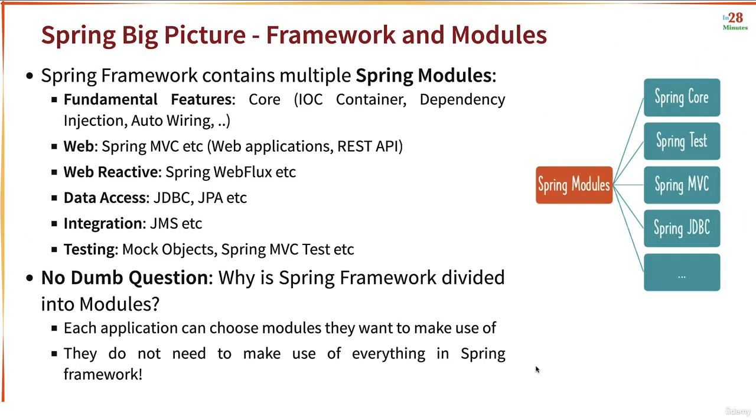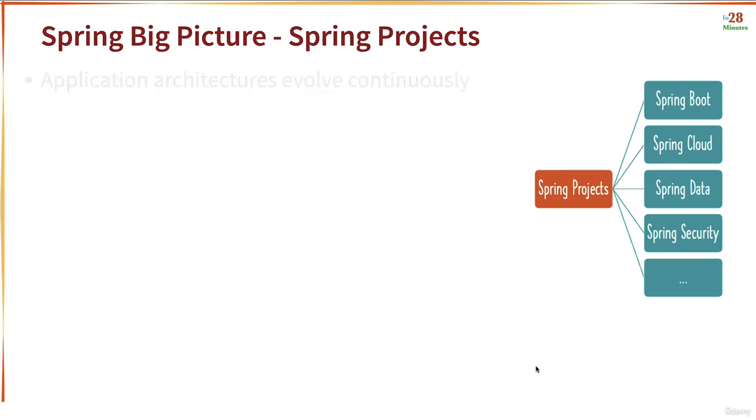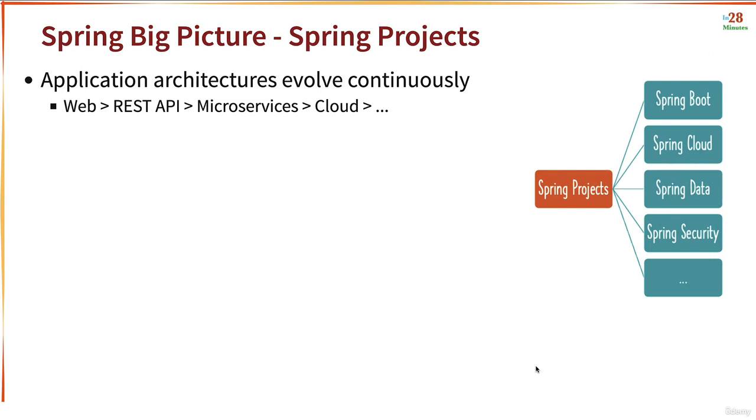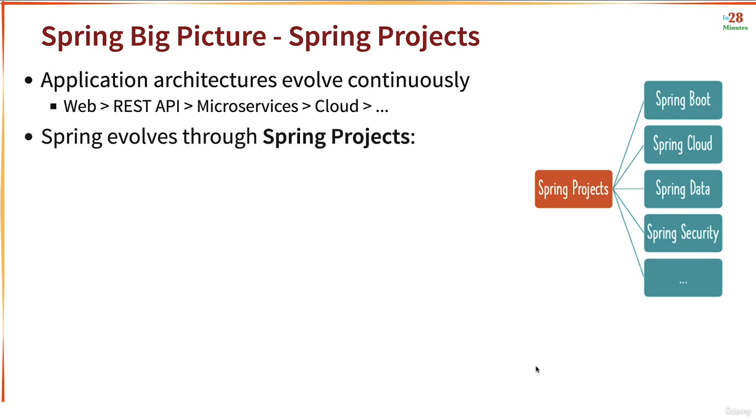Now, from Spring modules, let's move on to Spring projects. Application architectures evolve continuously. In the last 20 years, we moved from web applications to REST API to microservices to cloud, and we don't even know what's next. And Spring remains one of the most popular frameworks even today. Why? Because Spring continues to evolve. Spring evolves through Spring projects. The first Spring project is Spring Framework. That's what we have been talking about until now.